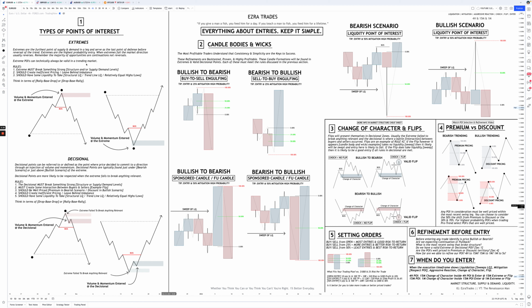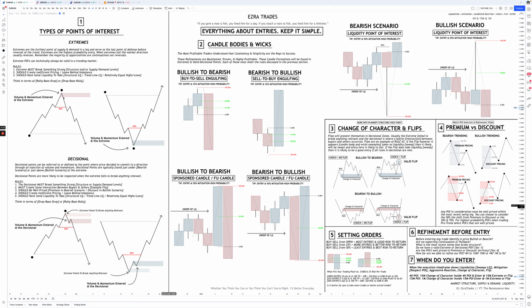Well, for me, to really focus on the extreme and ignore any other decisionals, it's because the extreme must break something strong, right? And breaking something strong can be defined as either breaking strong structure or a strong supply and demand level. Whether you're bullish or bearish, that's just going to vary. For example, this example is going to be a bearish leg. You can see that this was a swing low to swing high. We break structure downside. This is the bullish. This was the high to the low. We make a new high, right?